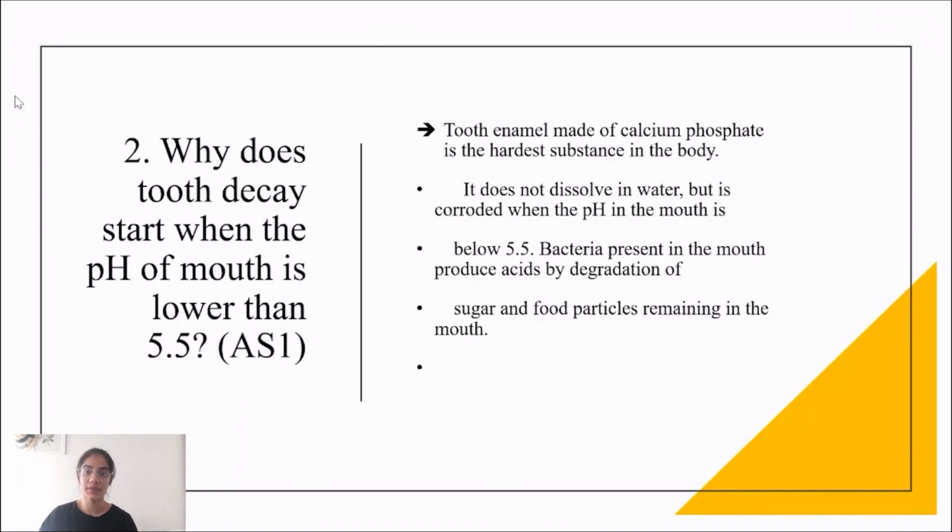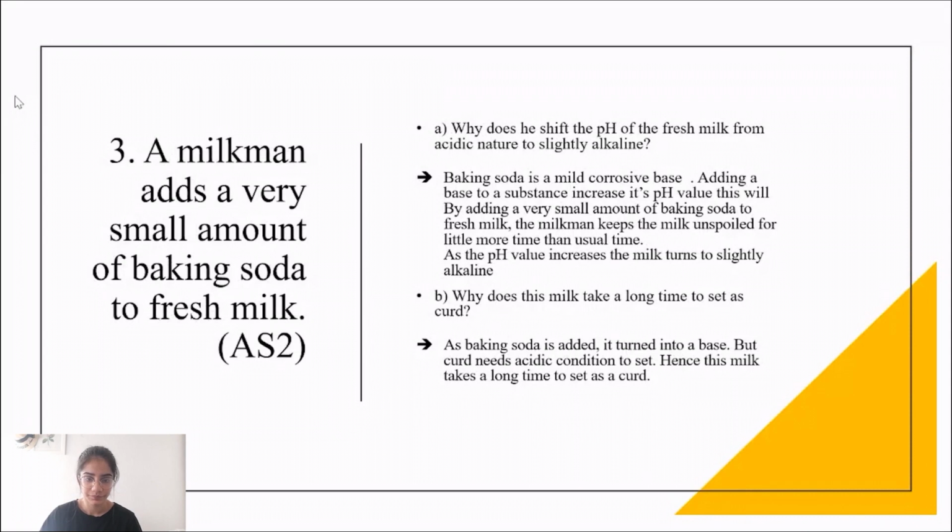So to answer this question, you can say tooth enamel is made of calcium phosphate, being the hardest substance in the body. It does not dissolve in water, but it gets corroded when the pH of the mouth is below 5.5, since the bacteria present in the mouth produce acids by degradation of sugar and food particles remaining in the mouth. That is it for this question. Let us go to the next one.